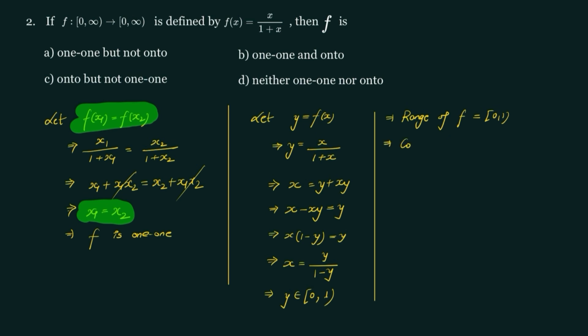But my codomain of f was (0, infinity). That means the range of f and the codomain of f are not equal, which concludes that f is not onto. Okay, so the correct option here would be option A. This function is one-one, but it is not onto.